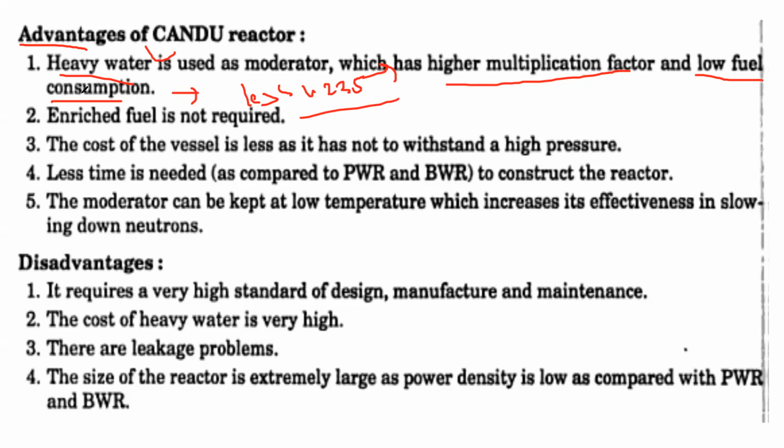Now the second thing is that enriched fuel is not required. Here there is no requirement of enriched fuel; we simply use natural uranium. So this is the advantage, it is easily available. The cost of the vessel is less because it does not withstand high pressure. This reactor vessel does not deal with high pressure, so it is not required to give regular maintenance with respect to high pressures.